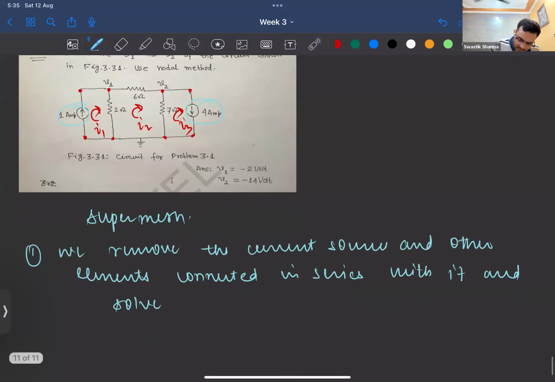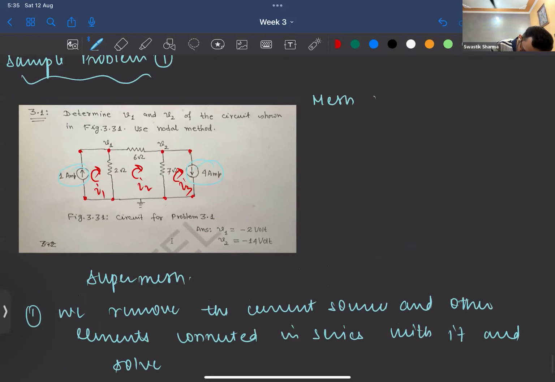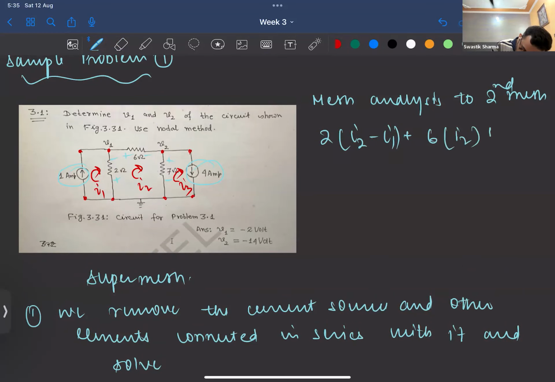Let's apply mesh analysis to the second mesh. So what would it be? It would be plus minus, plus minus, plus minus. So it would be 2(I2 minus I1), and then 6 I2, and 7(I2 minus I3). So can you tell me what I1 is now, Nagesh?